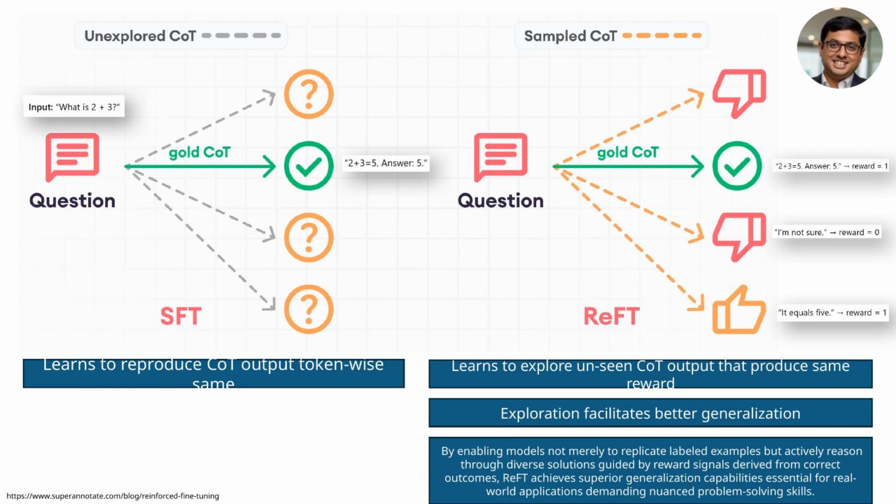A key advantage is exploration. In SFT, the LLM learns to reproduce the chain of thought output token by token. In ReFT, the model learns to explore new chain of thought outputs that lead to the same correct reward. This exploration enables better generalization. By guiding models to actively reason through diverse solutions using reward signals, ReFT achieves superior generalization. This is essential for real-world tasks requiring nuanced problem-solving.